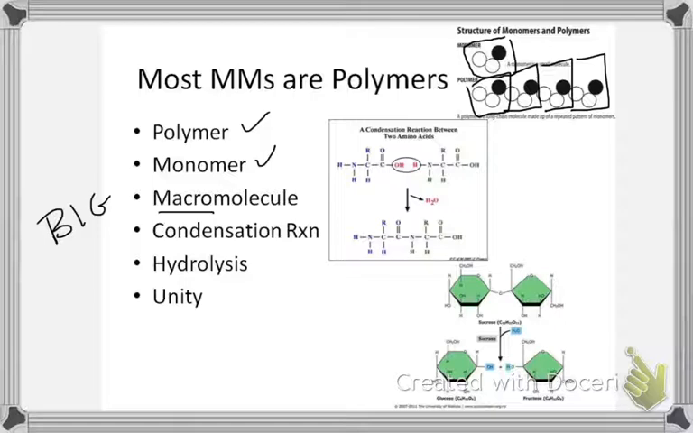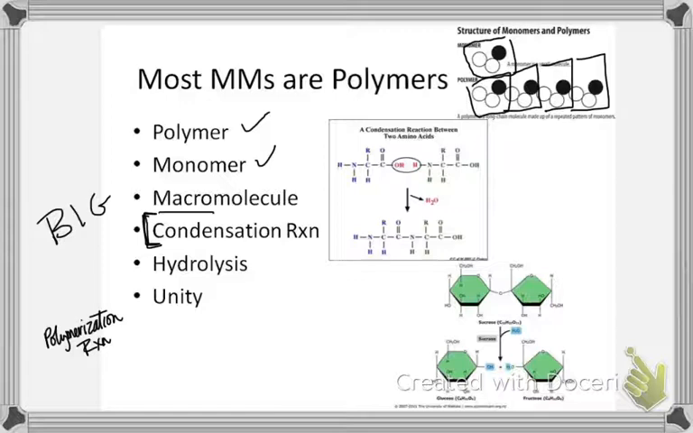A polymerization reaction is a chemical reaction that links 2 or more small molecules to form larger molecules with repeating structural subunits. We're going to talk more about condensation reactions. We'll see this term a lot more.